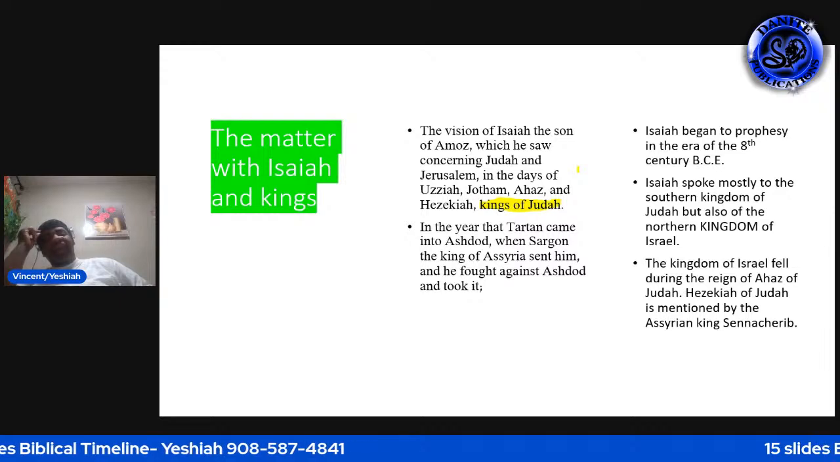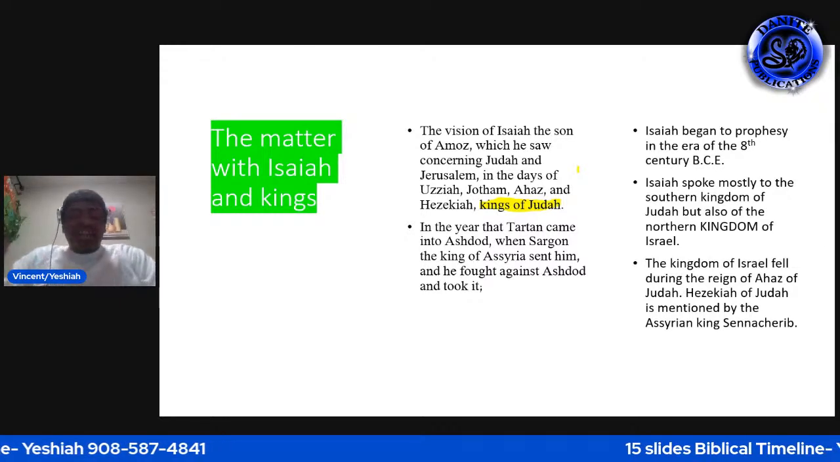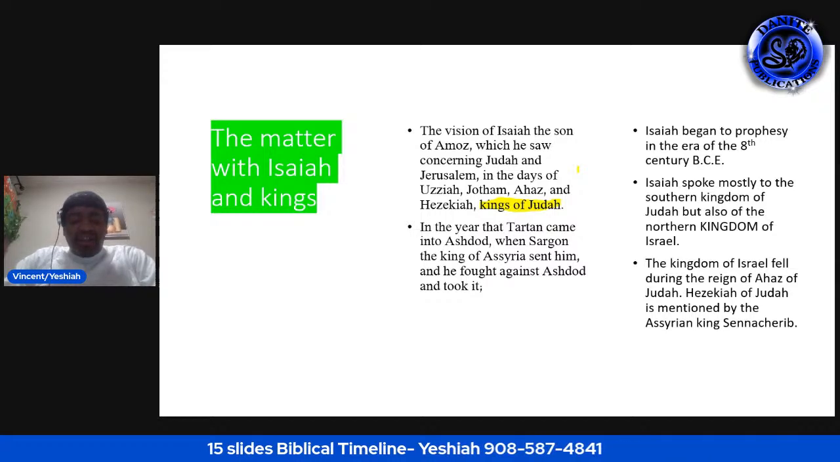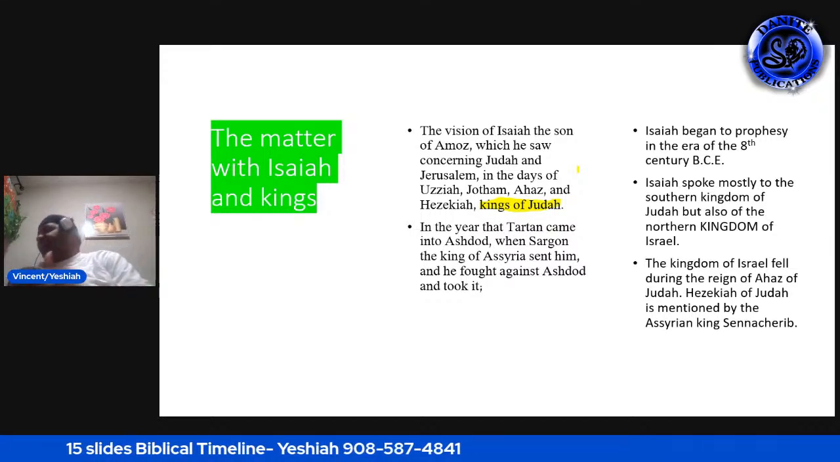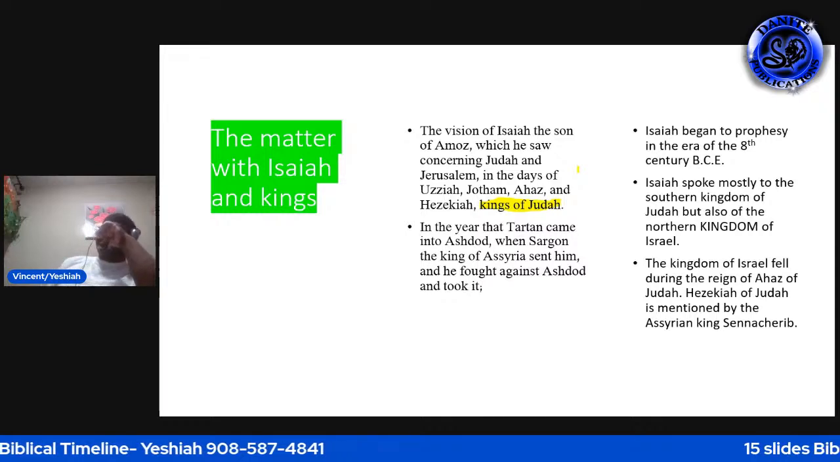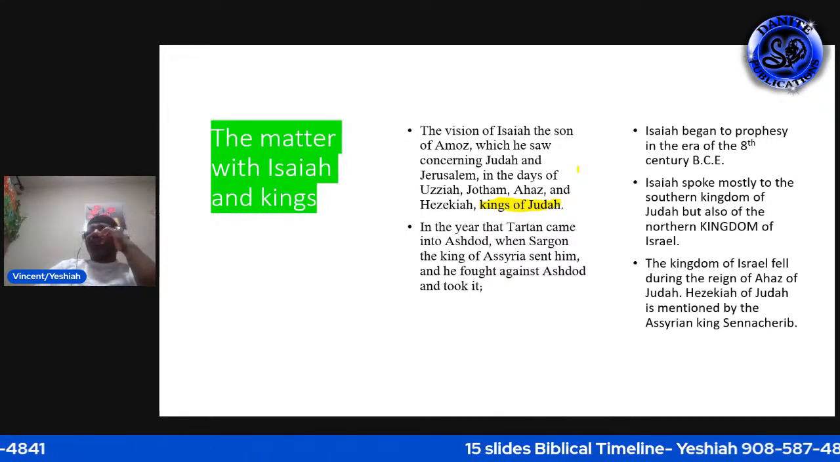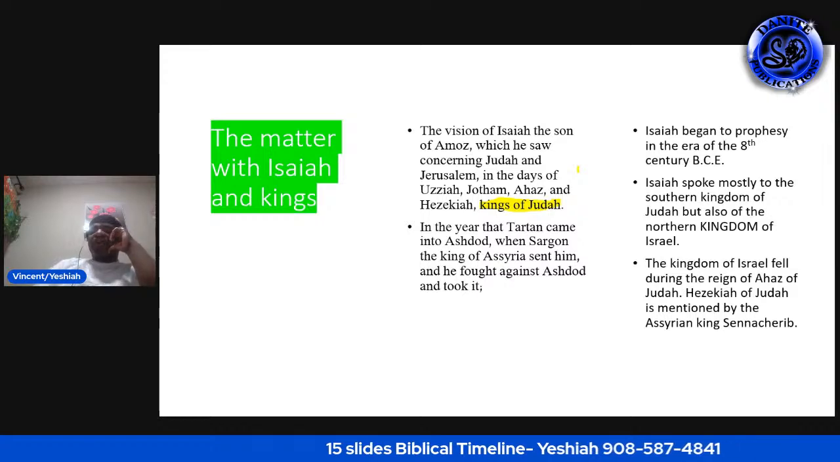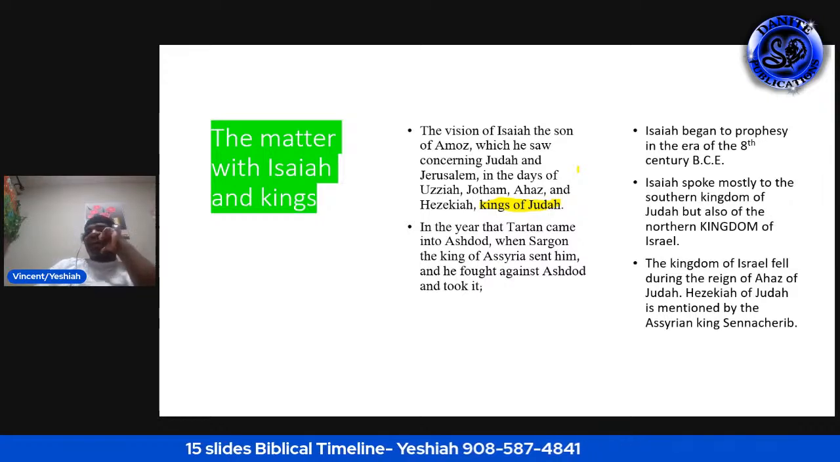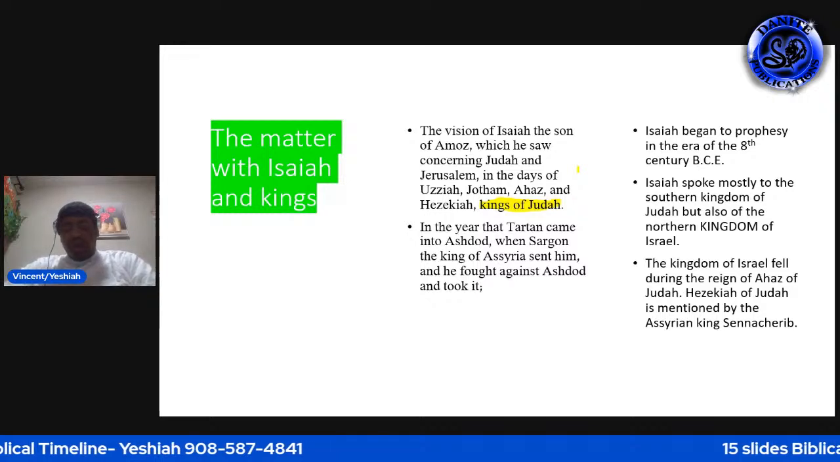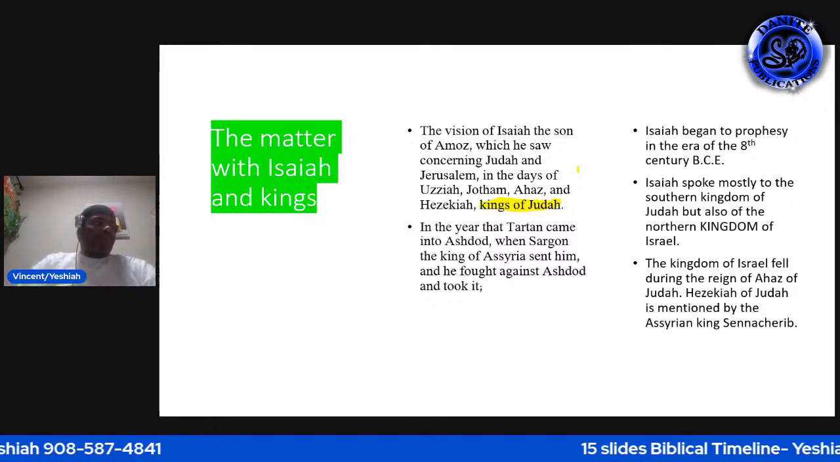It goes on to say in Isaiah chapter 20, in the year that Tartan came unto Ashdod, when Sargon, king of Assyria, sent him, and he fought against Ashdod and took it. Now, this is when linguistics and etymology and the study of languages come into understanding. Tartan is a title. It's an Assyrian title, meaning one who rules. So these are things we want to point out.